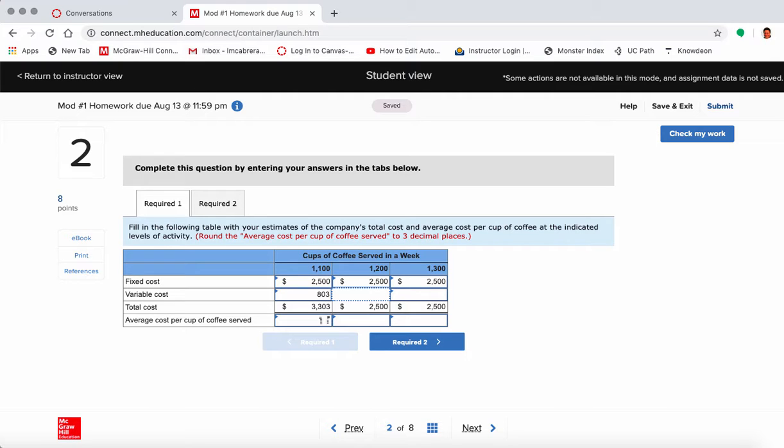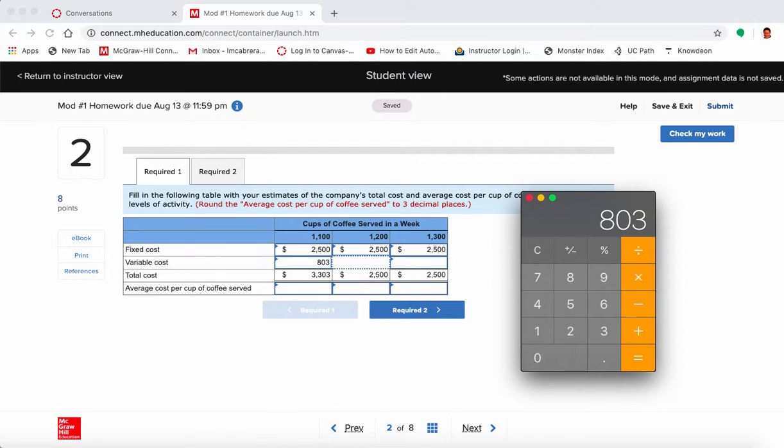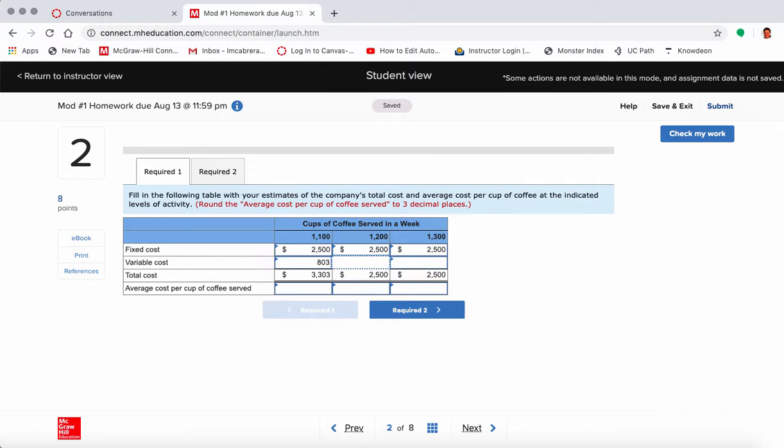So 2,500 is fixed, variable is 803, the total cost is $3,303. Now it's asking you for the average cost per cup of coffee. This is a simple average. Again, get your calculator out, take the total cost, divide it by the cups of coffee, and the answer is 3.0027. It says answer in 3 decimal places, so we're going to put 3.003.